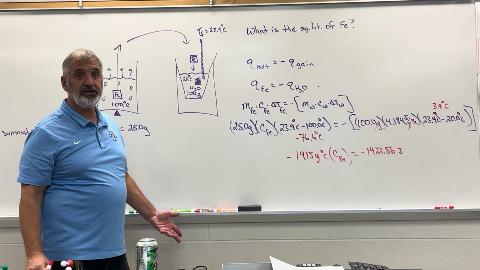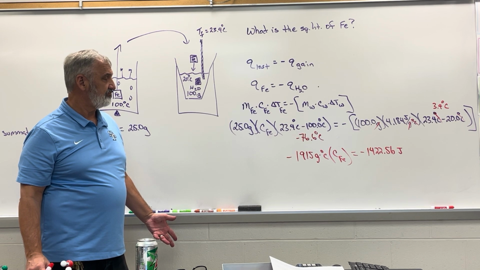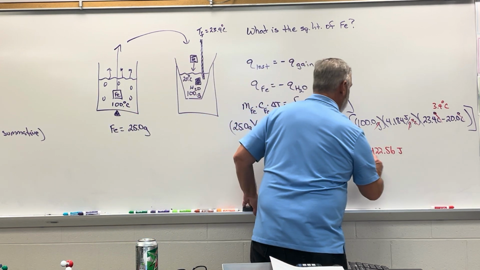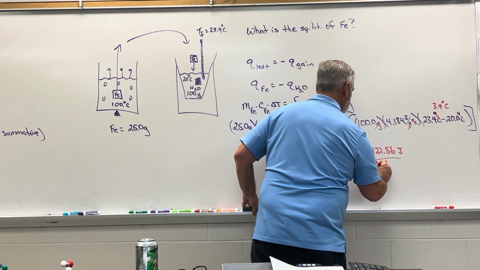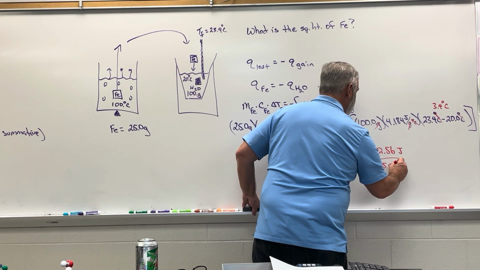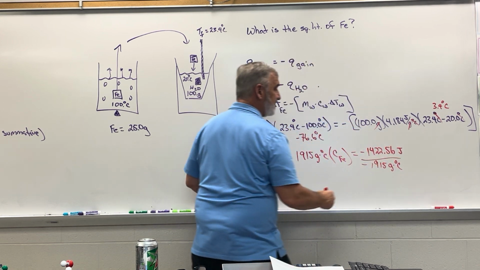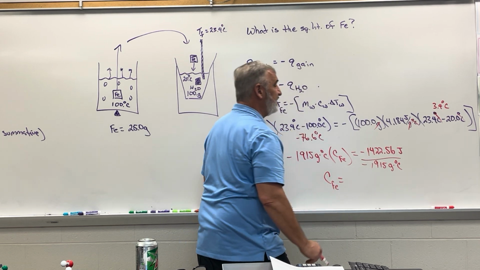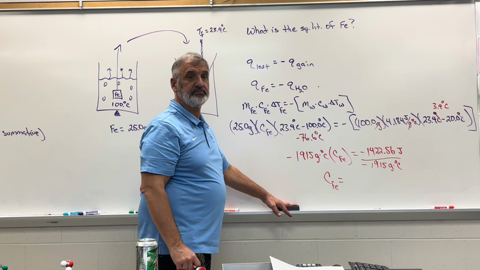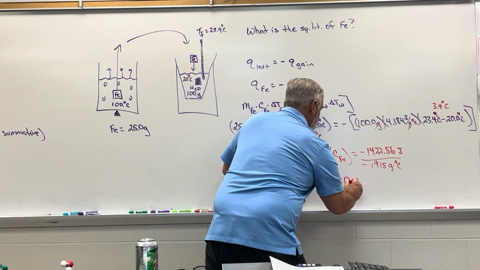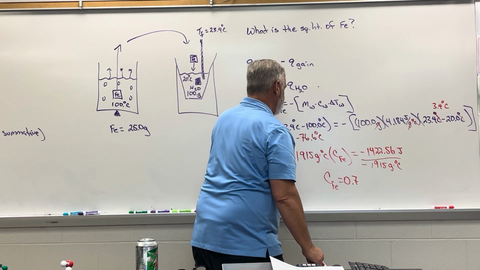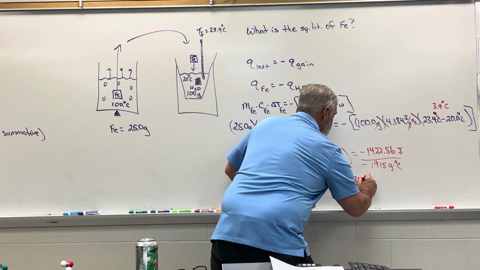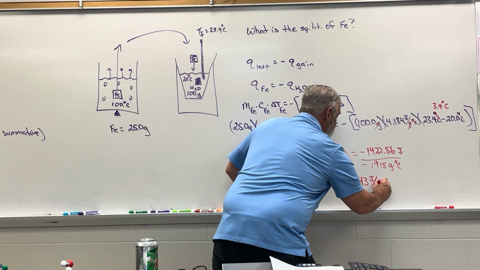So then obviously, what are we going to do? Divide by the negative 1915 grams degrees Celsius. So notice that the units cancel. So the specific heat of iron, according to our calculations, is going to be 0.7429. Okay, so 3 sig figs, let's just say 0.743. And notice joules per gram degrees Celsius.